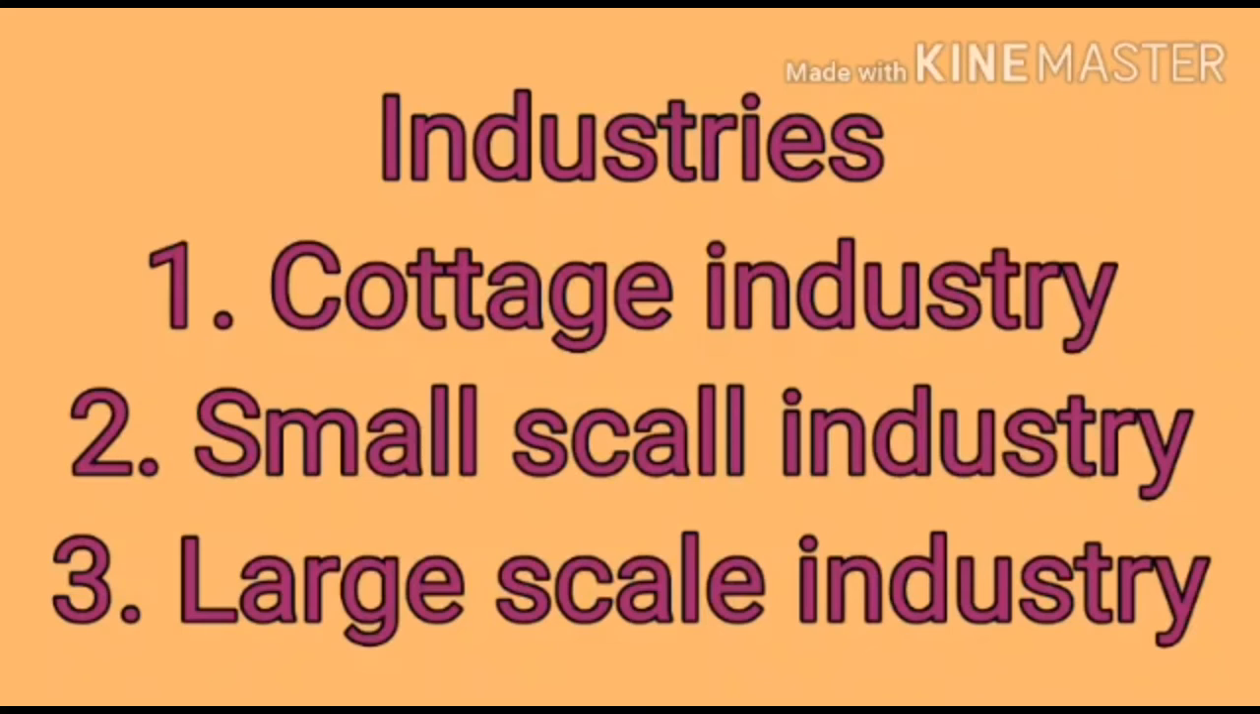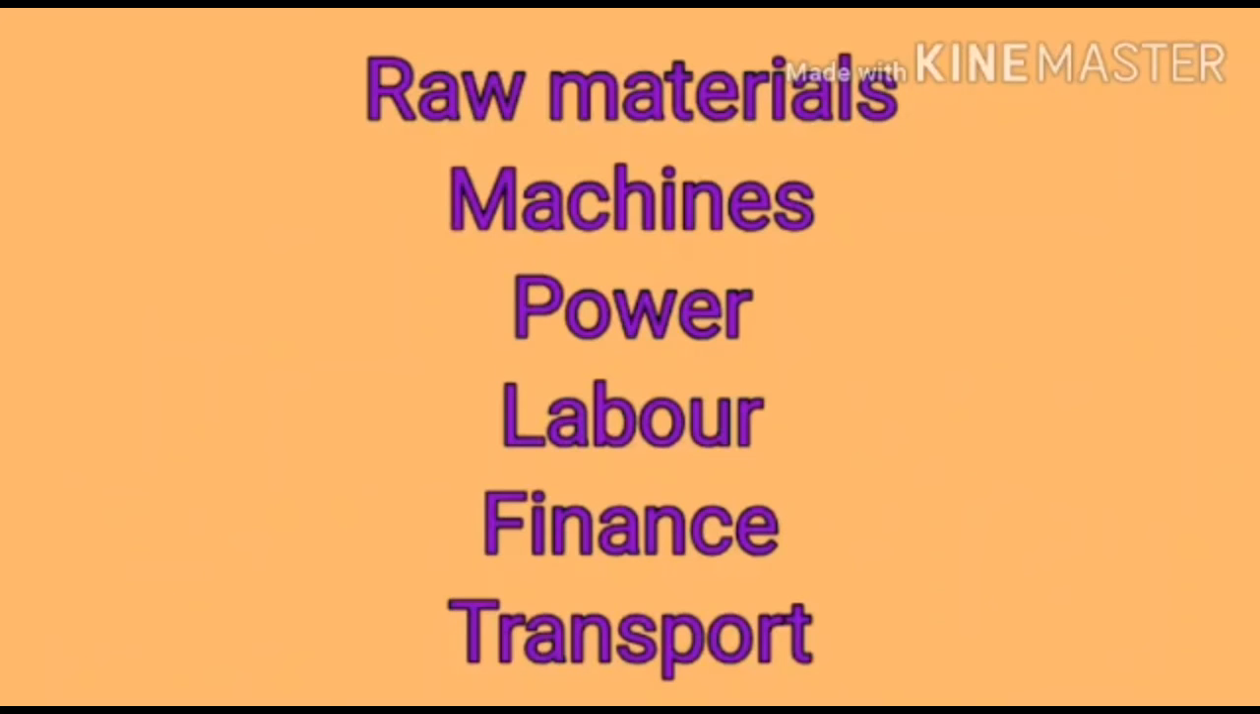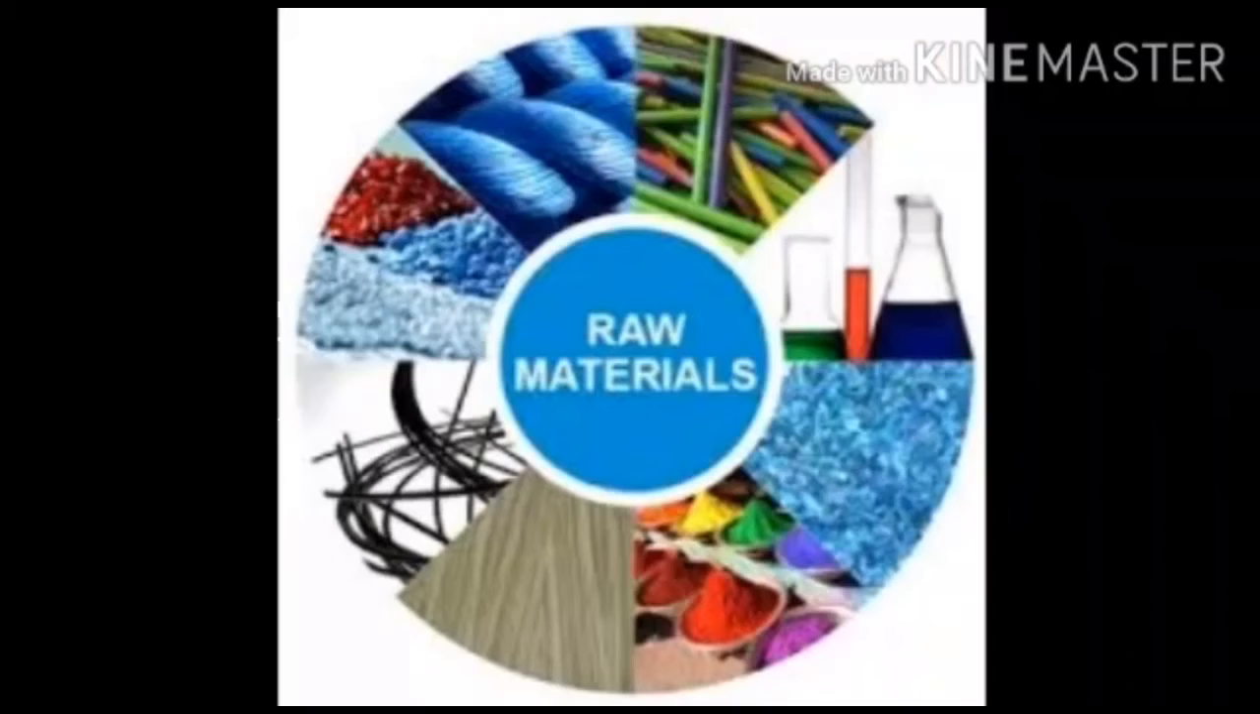Children, in order to set up an industry, certain things are needed. These are raw materials, machines, power, labor, finance and transport. Raw material is the basic commodity used in manufacturing a finished product. Commodity means a material, a useful material.